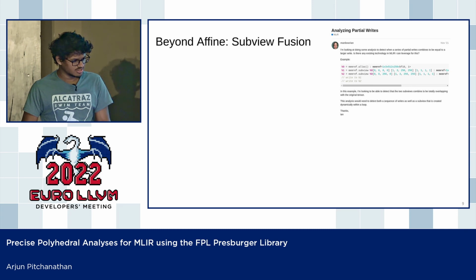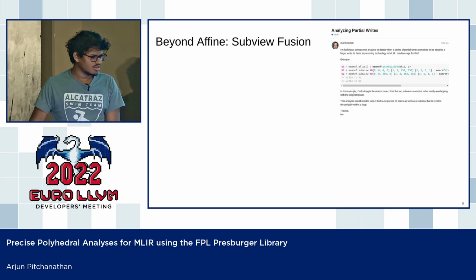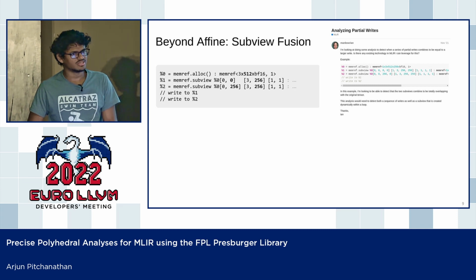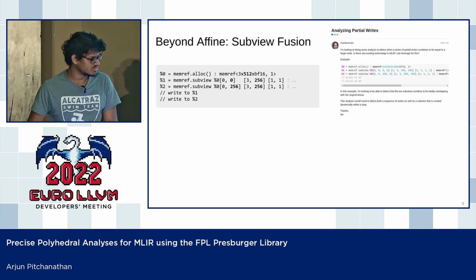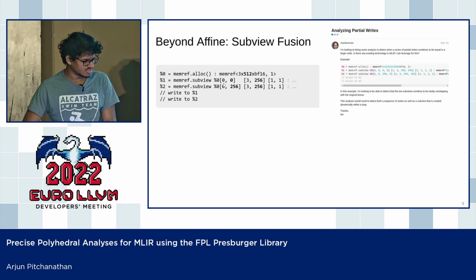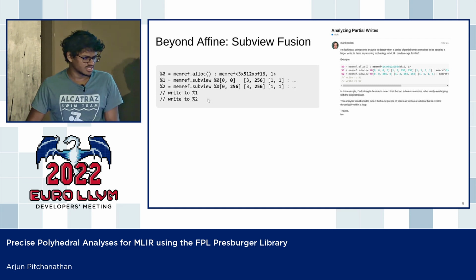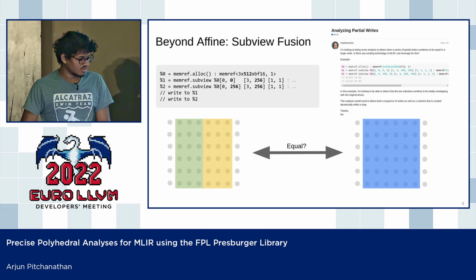The second one was actually inspired by a discourse post. What they wanted to do was, they had these two subviews of a memref, and they were writing to both of them. For example, say you were writing all ones to both of these subviews. It turns out that in this case, the union of these two subviews is actually the whole original array. So you end up writing to the whole original array, and you can therefore simplify this IR into just writing to the base array. And they were asking if there is support for doing this kind of simplification in MLIR.